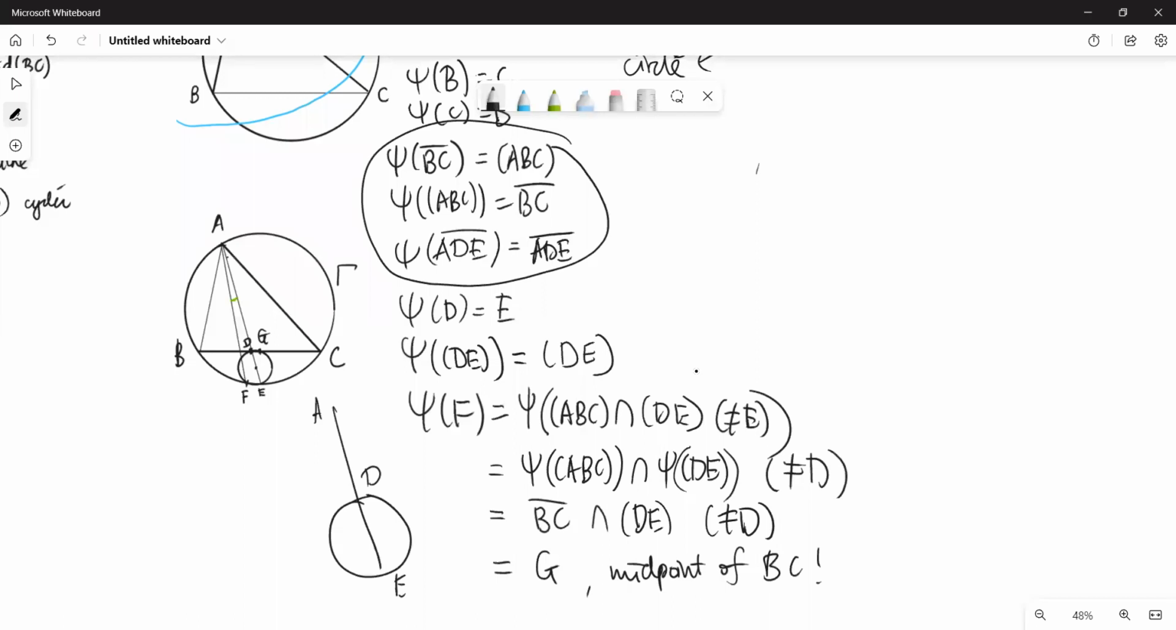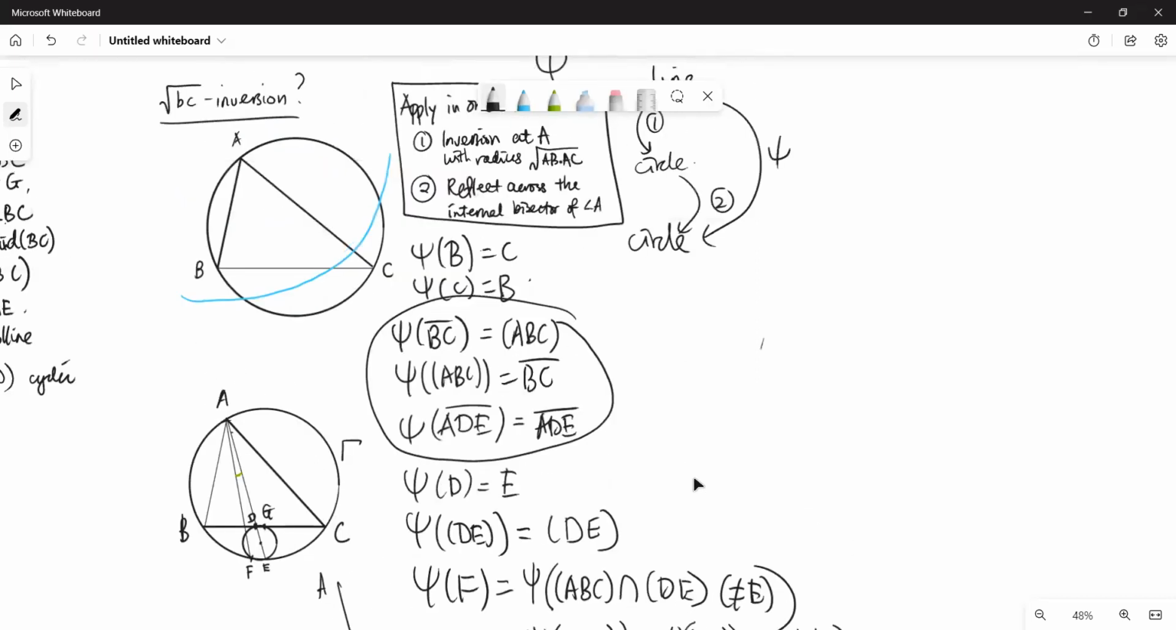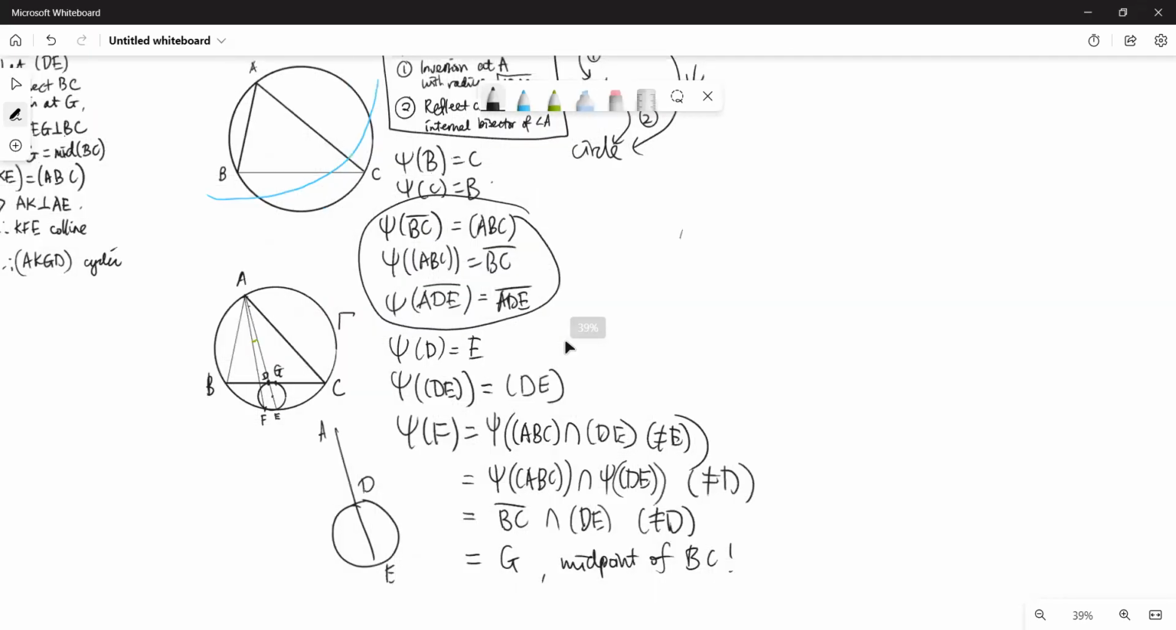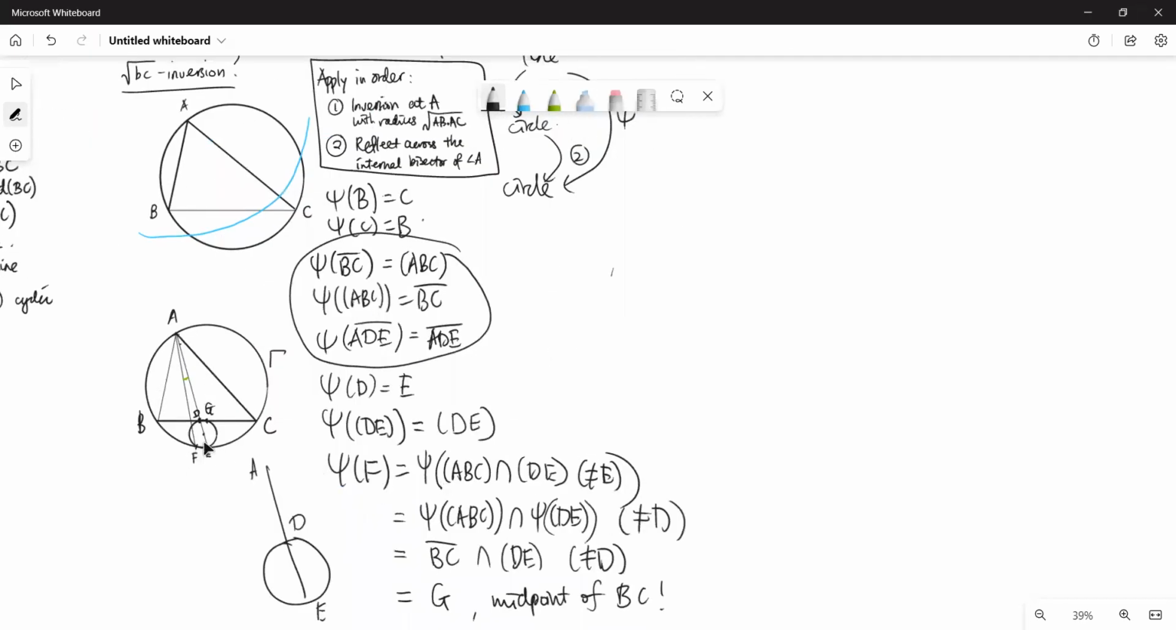So recall what phi really is. Then F is a reflection of G over the angle bisector. Well, the line AF is a reflection of the line AG over the angle bisector, yes. So look back at the definitions of phi. So the image of F is G.